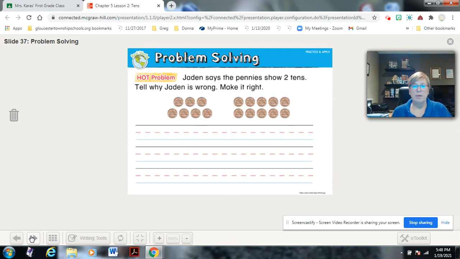Very good. All right. Jaden says the pennies show 2 tens. That means there should be 2 groups of 10. Tell why Jaden is wrong and make it right. All right, well, let's see. How many are here? 1, 2, 3, 4, 5, 6, 7. Oh, that's not a group of 10. Let's check this one. 1, 2, 3, 4, 5, 6, 7, 8, 9, 10. Okay, well, this is a group of 10. So how can I make this a group of 10? What should we do?